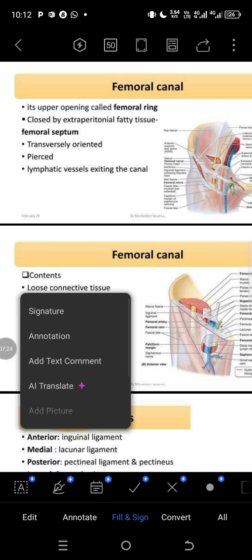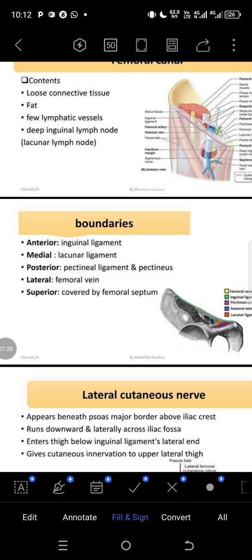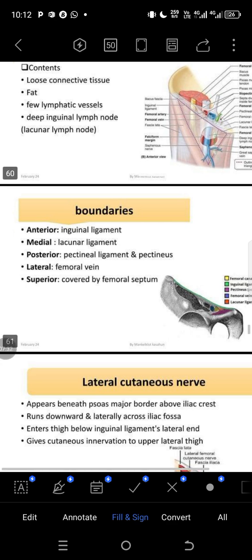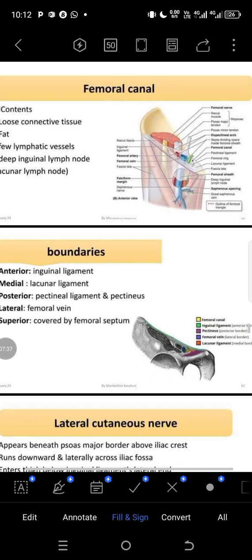Okay. So the contents of the femoral canal are going to be the loose connective tissue, the fat, a few lymphatic vessels, and the deep inguinal lymph nodes. All these are going to be contents of the femoral canal.